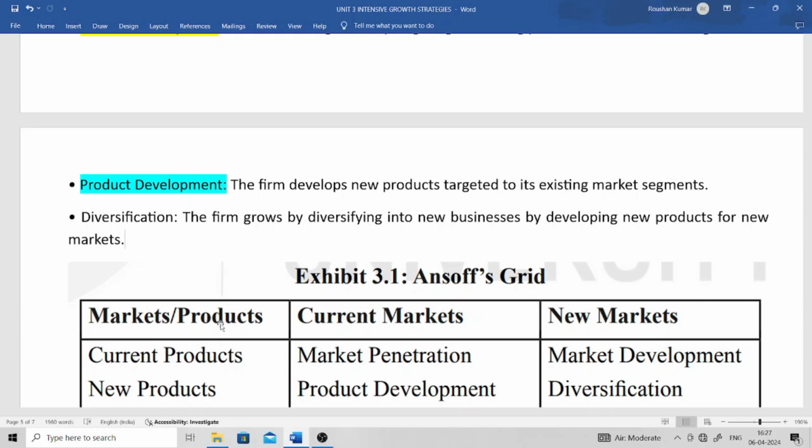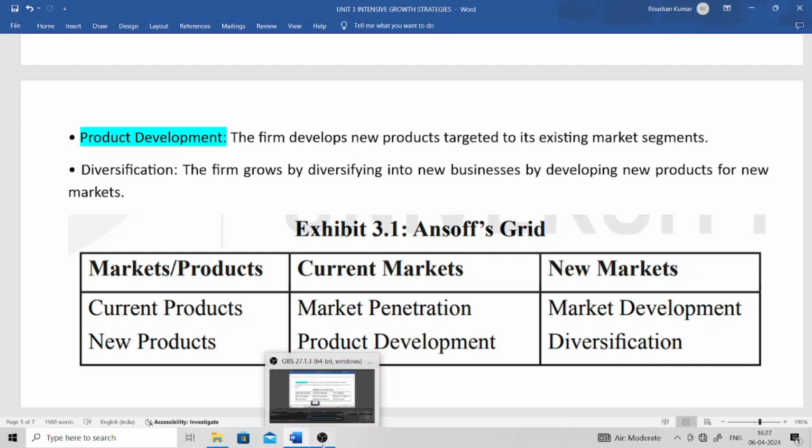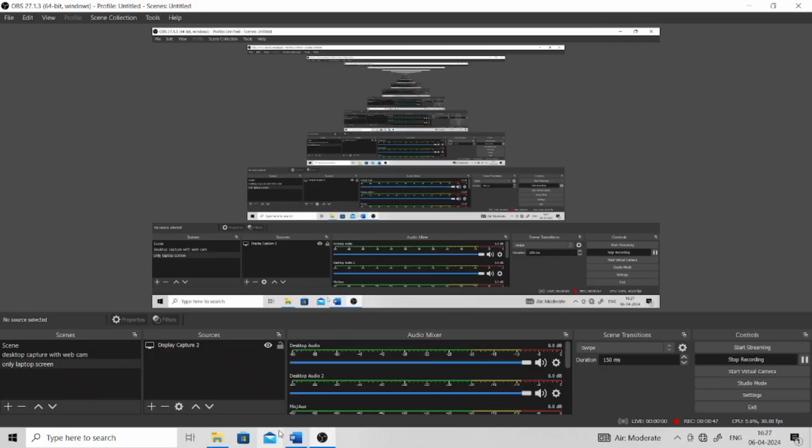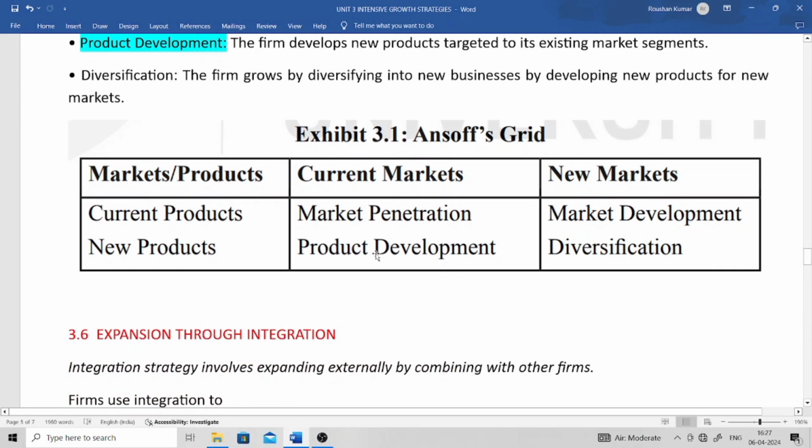Now, expansion through integration. What happens in this? Integration strategy involves expanding externally by combining with other firms. It means combining with other firms. The existing firms can expand. So firms use integration to increase market share.